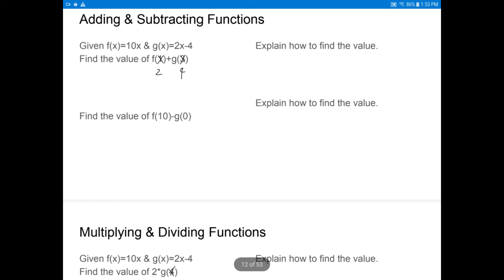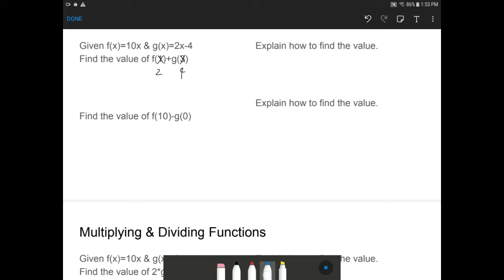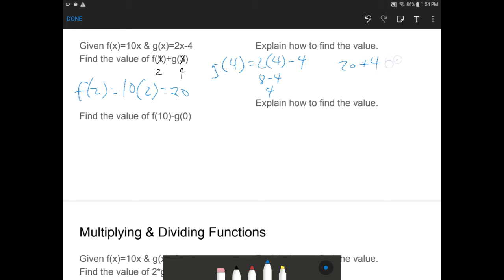So adding and subtracting functions. So f of 2 is 10 times 2, which is 20. And then g of 4 is 2 times 4 minus 4. That's 8 minus 4, which is 4. So it's going to be 20 plus 4 equals 24.